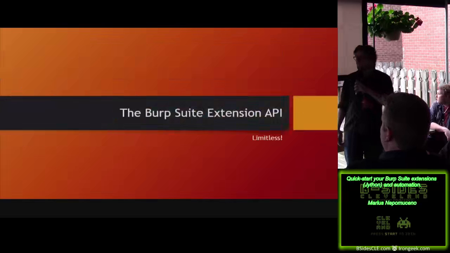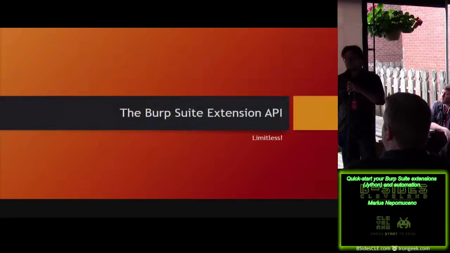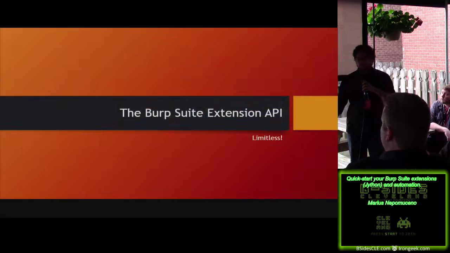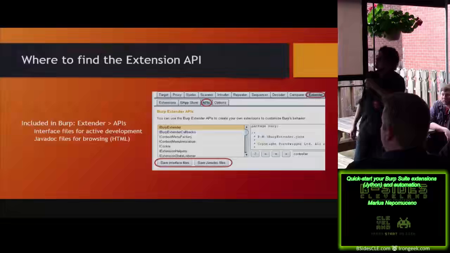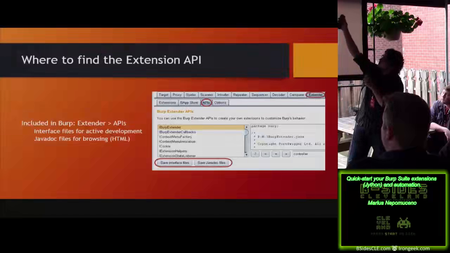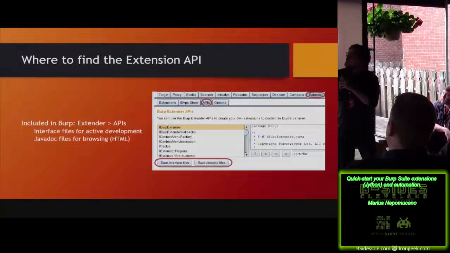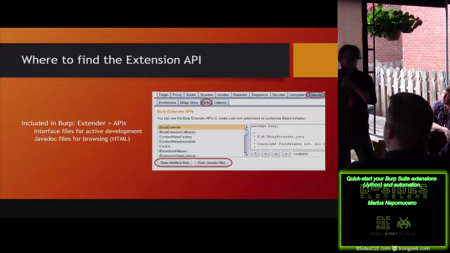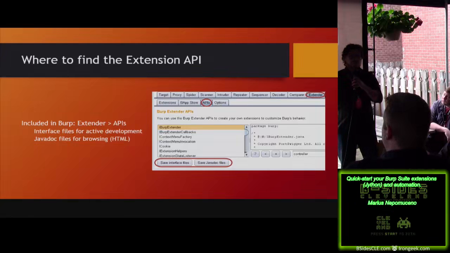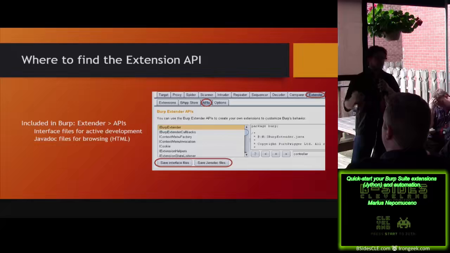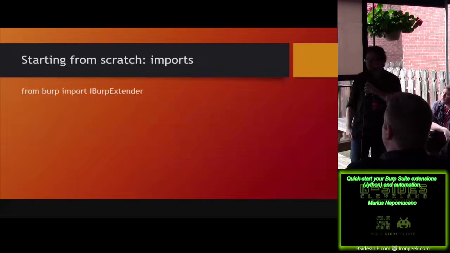So, excellent. The Burp Suite extension API. It's indeed limitless. You can do all kinds of stuff with it. Here's where to find it. You go to Burp Suite, Extender tab, APIs sub-tab, and then you can actually use these two buttons to either save the interface files themselves. You can do that to set up your IDE environment, for example, or you can save the JavaDoc files. It's just a bunch of HTML files that you save locally, and you browse.